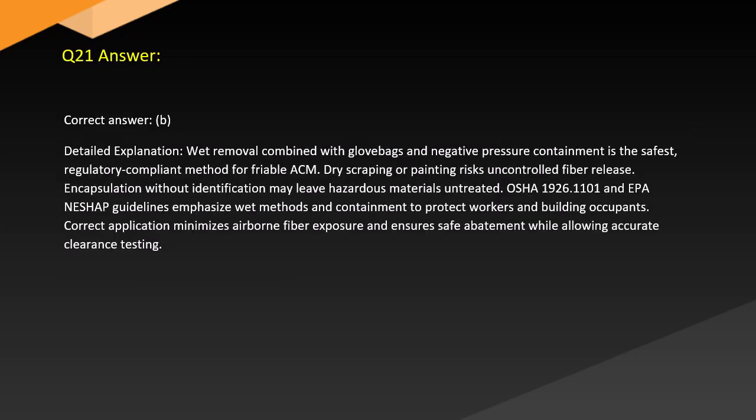Answer. Correct answer: B. Detailed explanation. Wet removal combined with glove bags and negative pressure containment is the safest, regulatory compliant method for friable ACM. Dry scraping or painting risks uncontrolled fiber release. Encapsulation without identification may leave hazardous materials untreated. OSHA 1926.1101 and EPA-NESHAP guidelines emphasize wet methods and containment to protect workers and building occupants. Correct application minimizes airborne fiber exposure and ensures safe abatement while allowing accurate clearance testing.